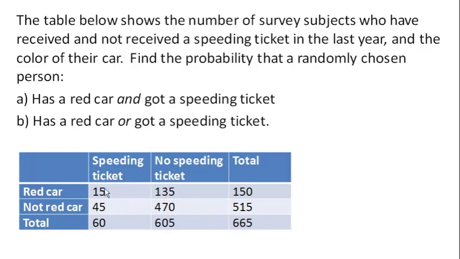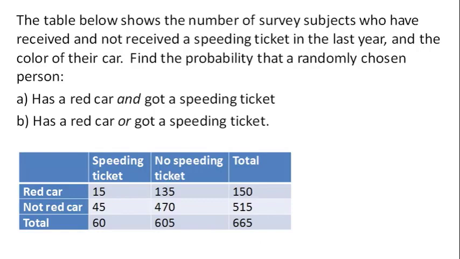Now, if you look at the table here, there's basically four different categories. Here we got speeding ticket and red car, no speeding ticket and red car, speeding ticket not red, no speeding ticket not red. And then we have totals for each of the columns, totals for each of the rows, and then the total of everyone surveyed.